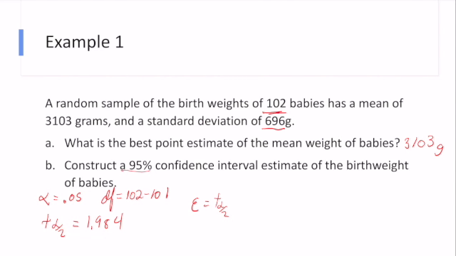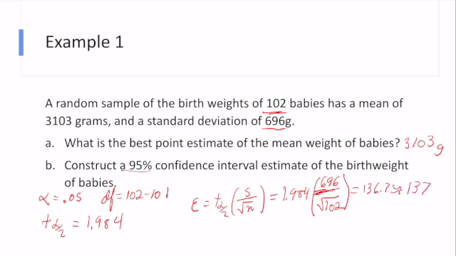Our error is our t sub alpha over 2 times our standard deviation over the square root of n. So I get an error of 1.984 times this standard deviation, which is 696 over the square root of 102. And I'm going to get 136.7. So let's round that up to 137.